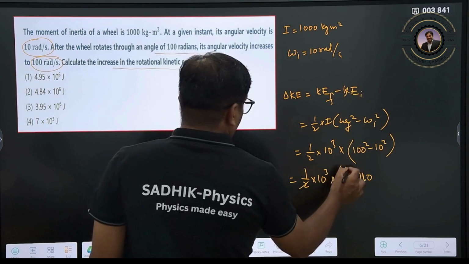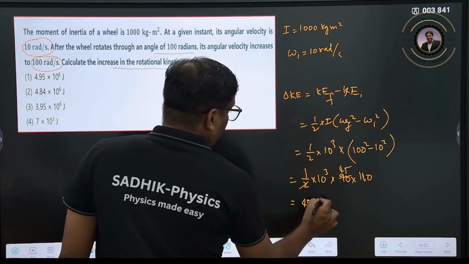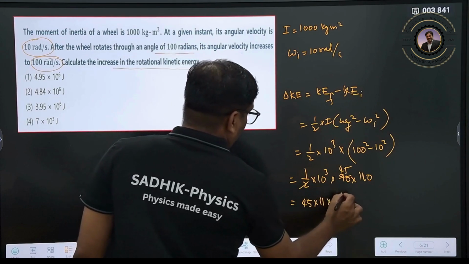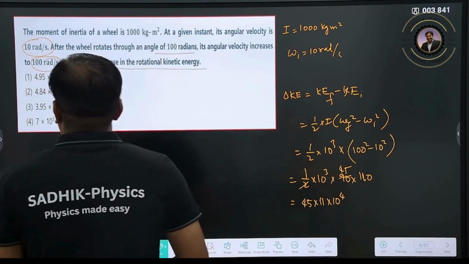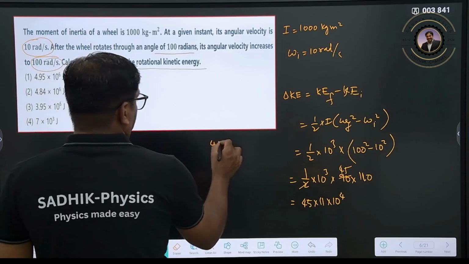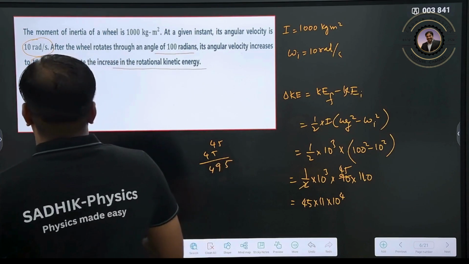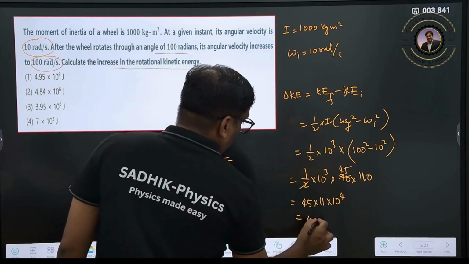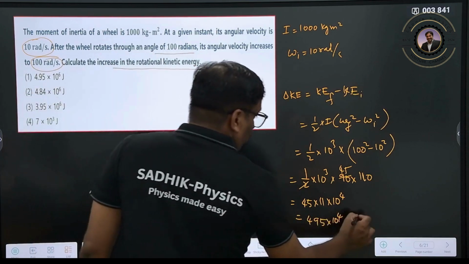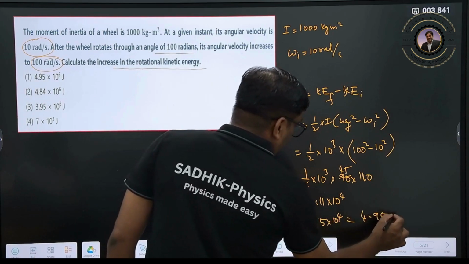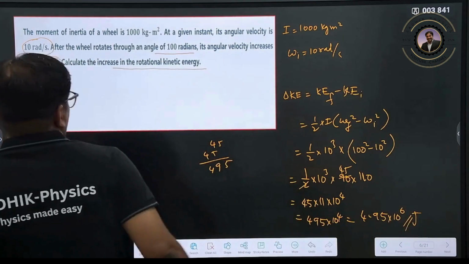Therefore it will be 45 into 11 into 10 to the power of 4. 45 times 11 means 495. So it will be 495 into 10 to the power of 4. If you write it, 4.95 into 10 to the power of 6 joules. So the first option will be the correct answer.